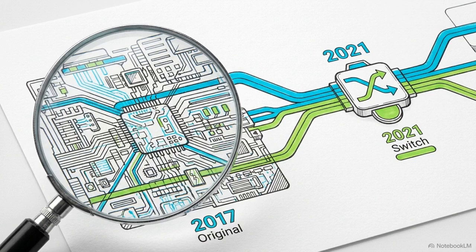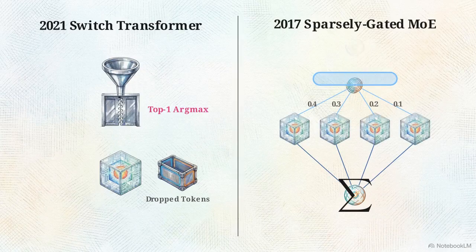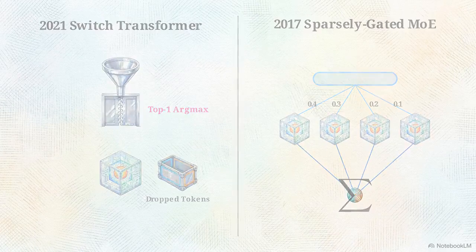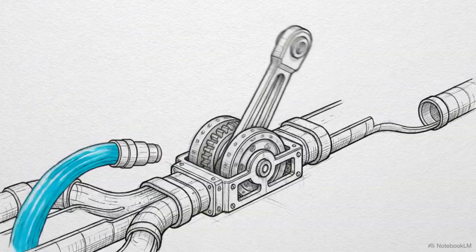For engineers familiar with modern iterations of this concept, like the 2021 switch transformers, the original 2017 architecture operates on entirely different routing mechanics. Switch transformers hardened the gate to a top 1 argmax and introduced static expert capacity limits and drop token rules. The 2017 architecture operates entirely on soft, continuous weighted combinations of multiple experts, without hard token dropping constraints.